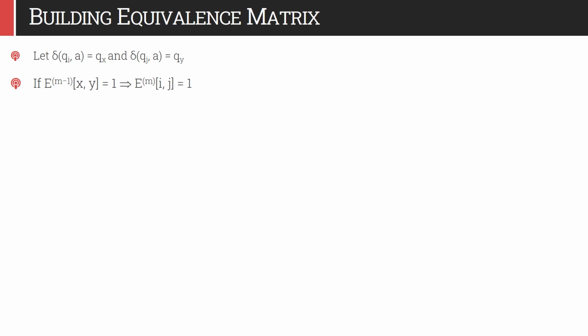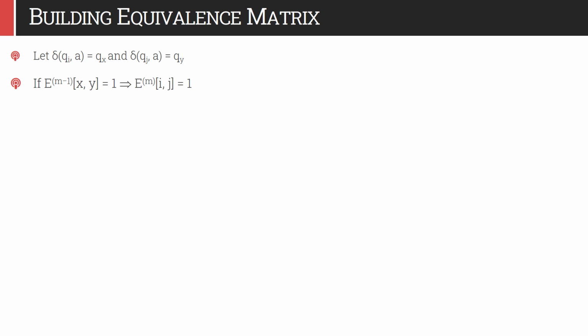For all possible pairs in the equivalence matrix, assume that those transitions are Qx and Qy respectively. Now we will check the x, y cell in the previous equivalence matrix. That is, we are constructing E of 1 right now, so we have to look into E of 0.